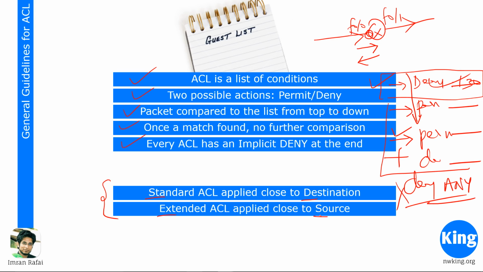This is something I recently read. You cannot have two S's in either of these statements. So standard at source, if you say that, you can see there are two S's. That is wrong. Standard is at destination, extended is close to the source.